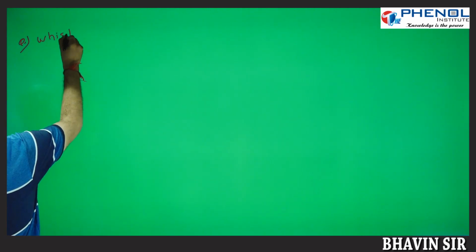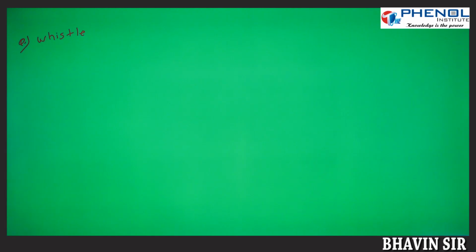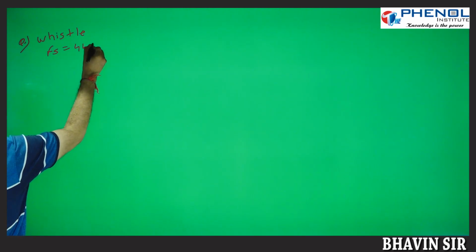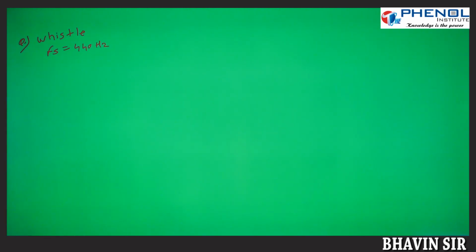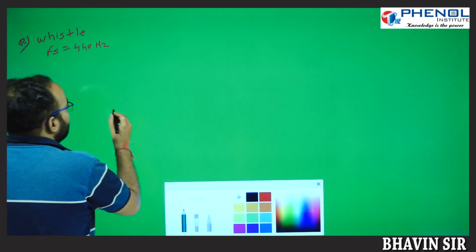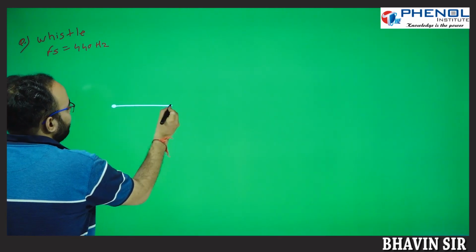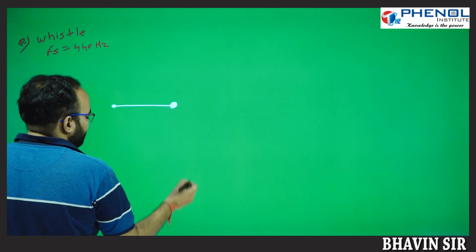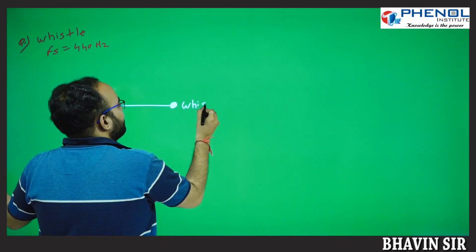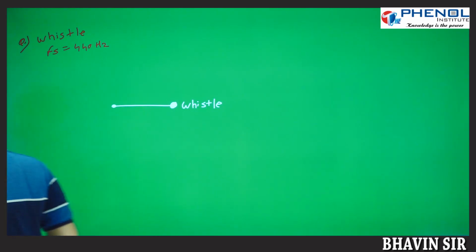A whistle emitting a sound of frequency 440 Hz. So here the source is the whistle, and the frequency of the source is 440 Hz. The whistle is tied to a string of 1.5 meter length. Suppose this is the string and this is the whistle.